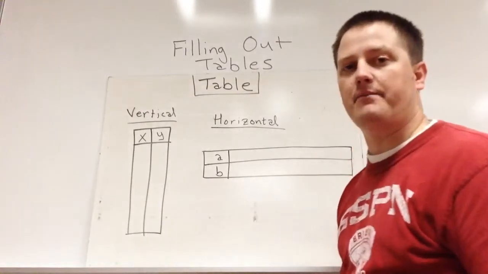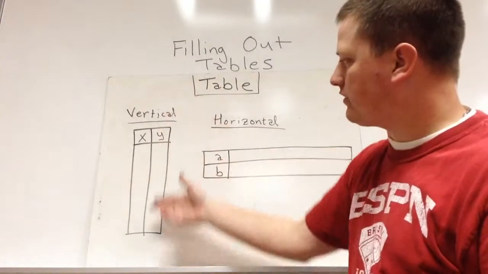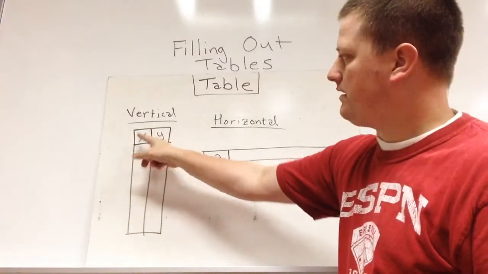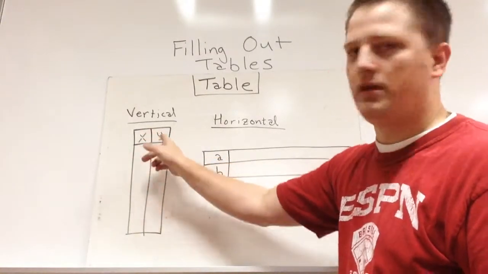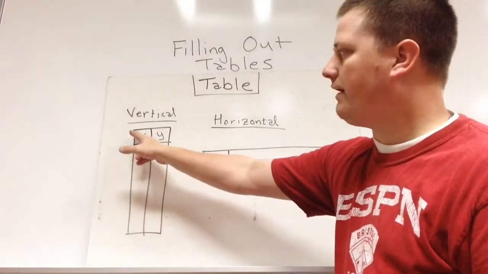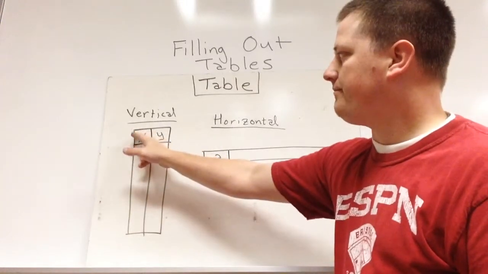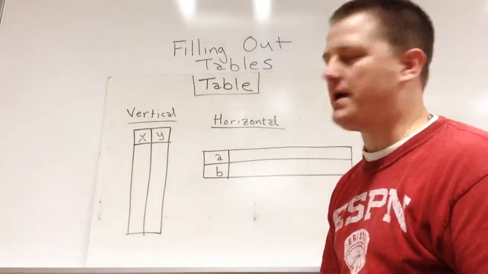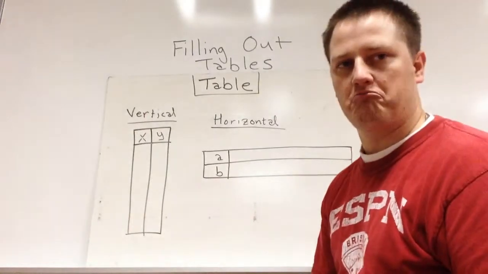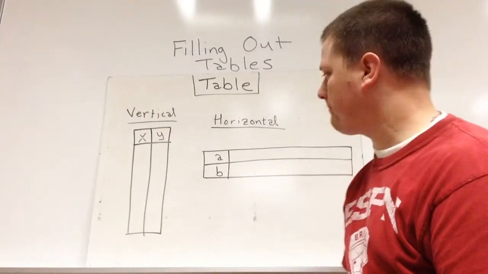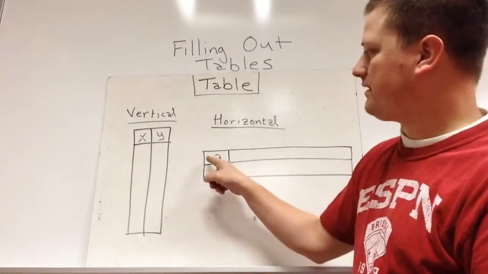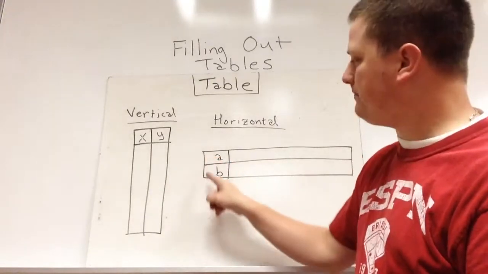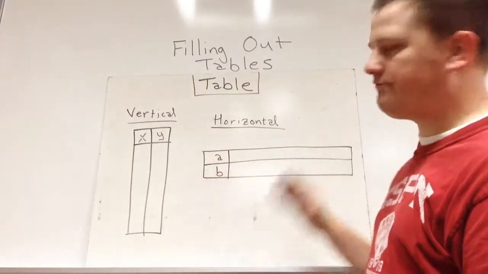There are two main types of tables we're going to look at. A vertical table: typically you put your variables being used on either side. We usually go alphabetical, first one on the left, second one on the right, and then we just fill it in top down. Horizontal: we typically put the first one alphabetically on the top, second one on the bottom, and we fill it in from left to right.